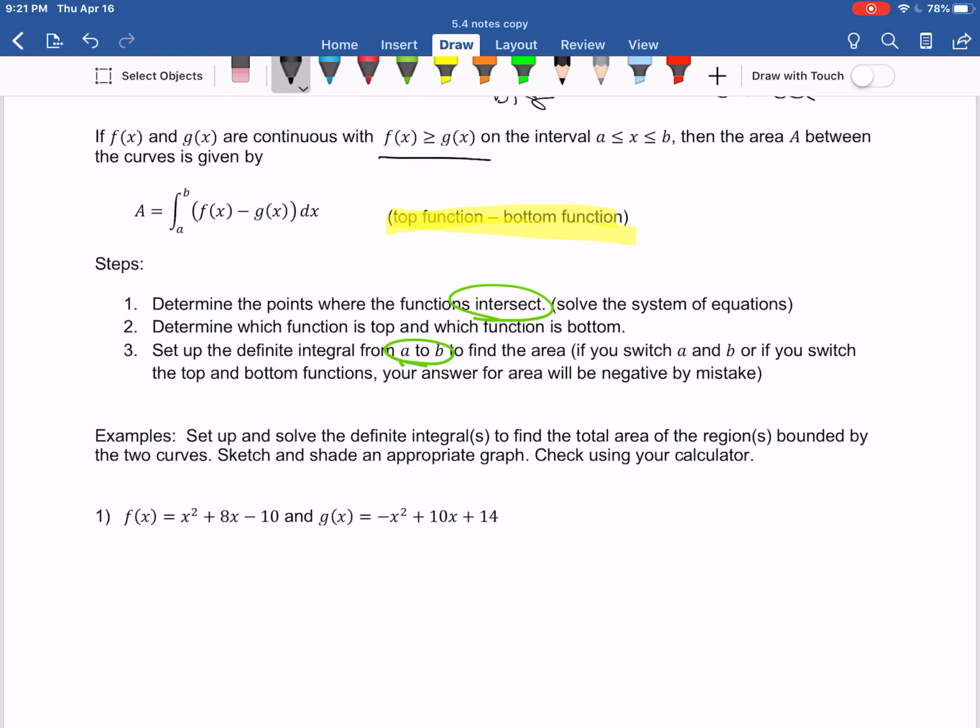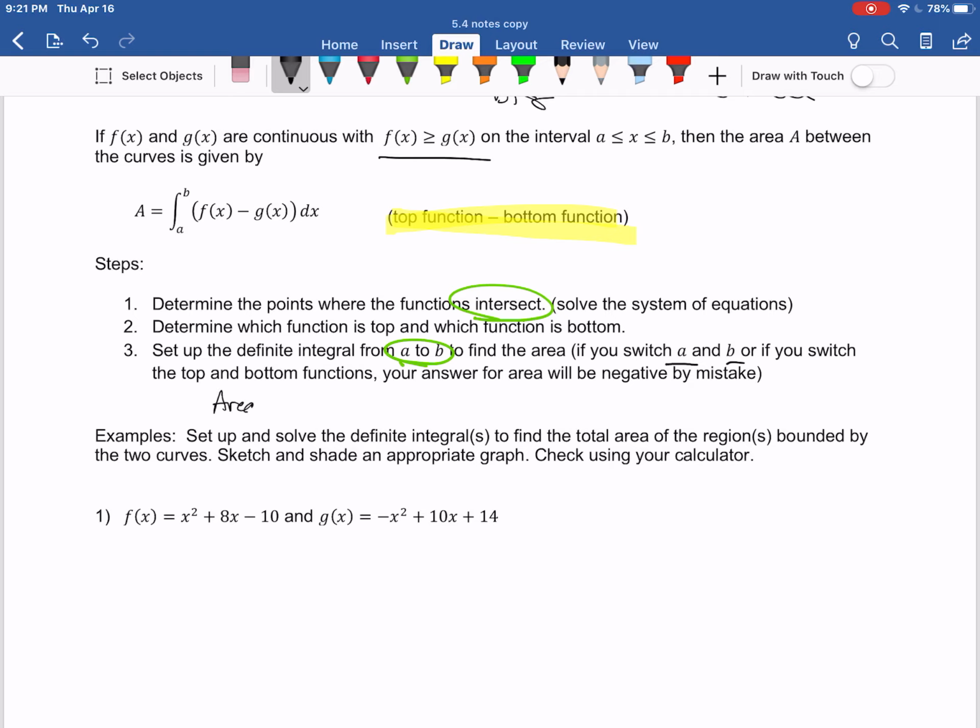Now, if you happen to switch around a and b, if you put the right limit first on the bottom and then the left limit on top, or if you switch the top and the bottom functions, then your answer is going to turn out to be negative. So if you switch either of those by mistake, your answer is going to be negative. Area, though, always has to be positive. So your answers for each of these problems in this section and beyond will be positive answers.